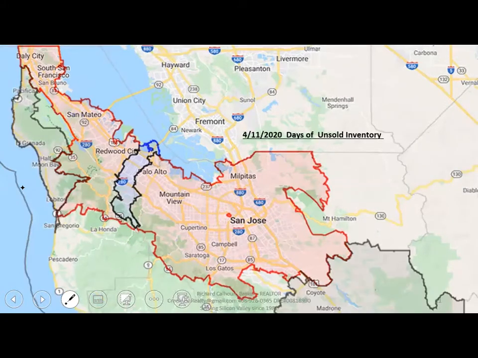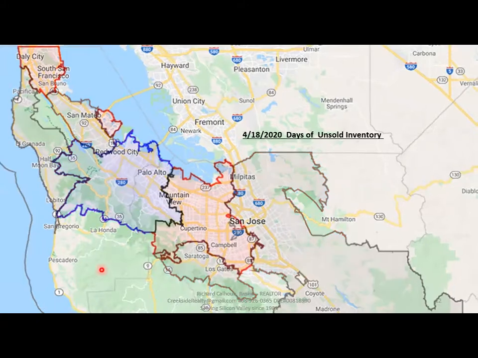Now I'm going to look at days of unsold inventory. Here is from April 11th, and I'm doing this just to show you how rapidly the market changes and why I like using days of unsold inventory as an indicator. You can see a lot of red, a little bit of gray over here on the coast and down in South County, and just a little bit of blue on the expensive stuff along the San Mateo, Santa Clara County border.